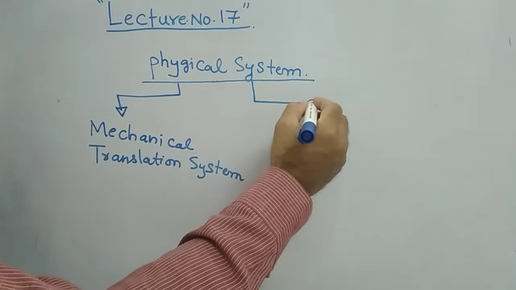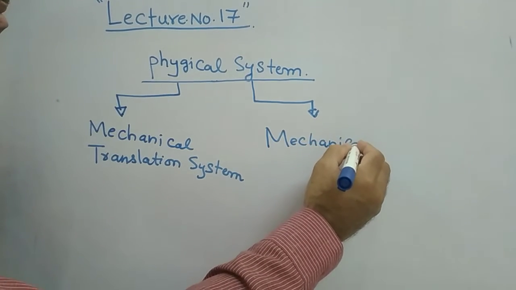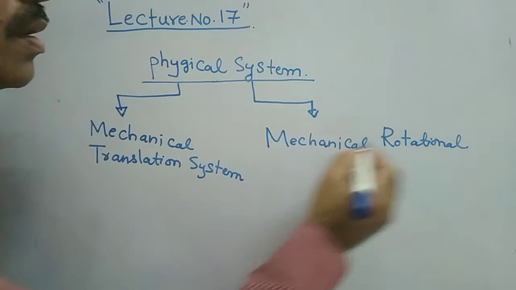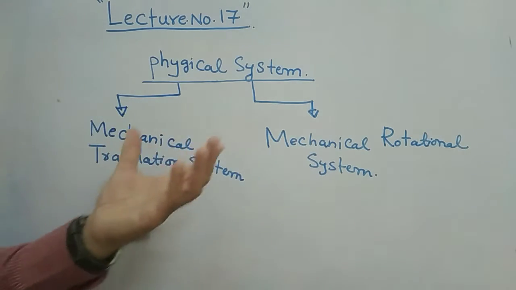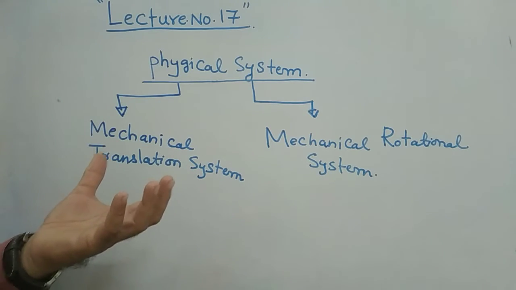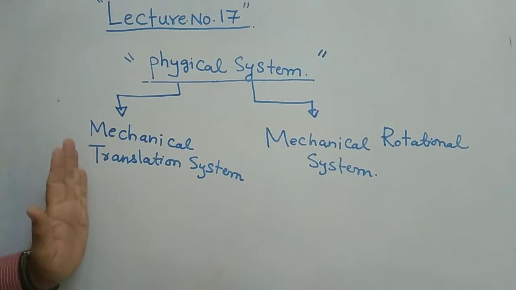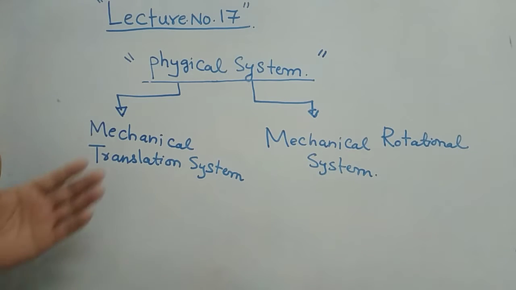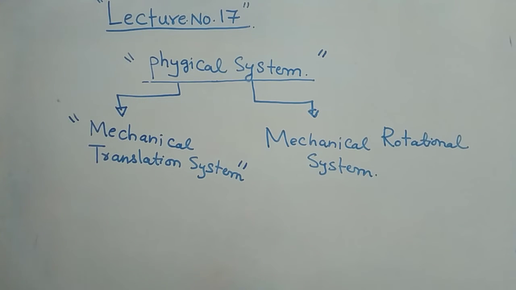And the second variant is the mechanical rotational system. These are the two very important variants you will be asked from this subject under this topic. Today, I would like to brief you about the mechanical translational system. After that, we will move to the mechanical rotational system.